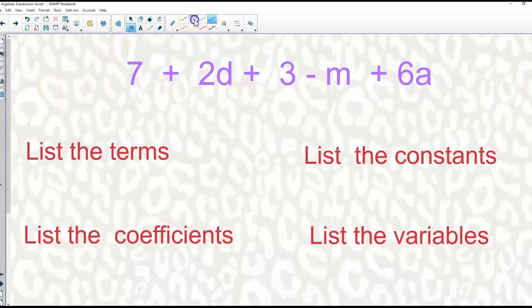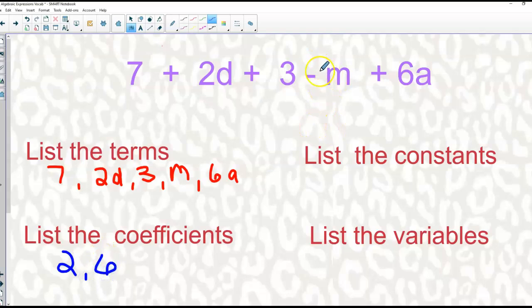If I'm asked to list the terms, 7 is a term, right? 2d would be a term. 3 is a term. I'm putting commas in between these. m is a term, and so is 6a. They are the parts that are being added or subtracted. In this expression, there's 1, 2, 3, 4, 5 terms. Okay. List the coefficients. Coefficients are the numbers in front of the letter. So 2 is a coefficient. 6 would be a coefficient. And so would the 1 in front of this m be a coefficient?